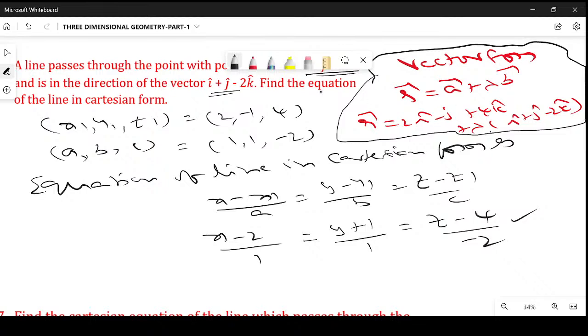This is lambda into. But here only they are asking Cartesian form. Because you should be familiar with all the forms, right? Anyone they can ask. 2 marks they can ask, both the forms they can ask.